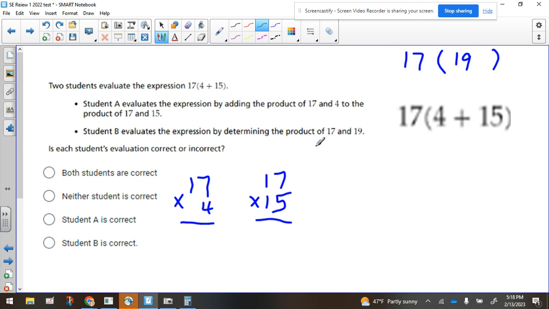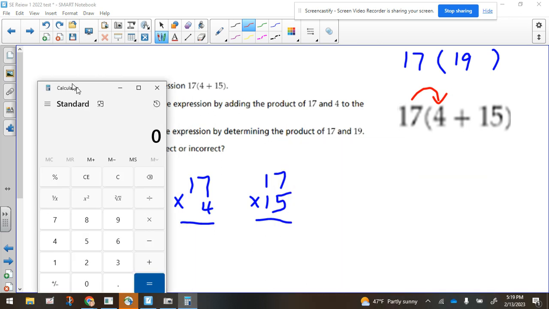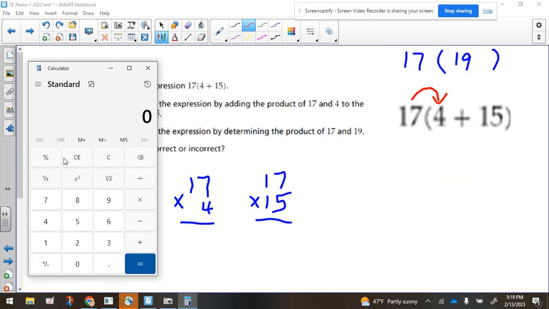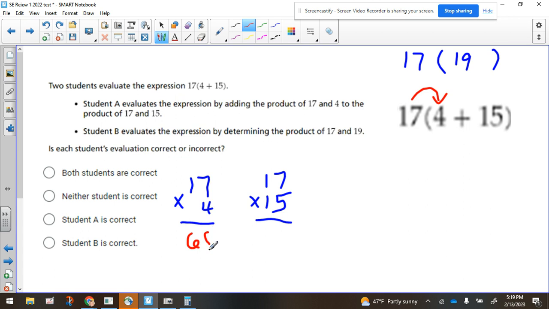Before we begin, this question is really seeing if you remember the distributive property. If we were to distribute this, wouldn't we be doing 17 times 4? I'm going to take out a calculator just to speed things up. We could do 17 times 4 easily in our head, but we get 68. So I'm going to write that number here.